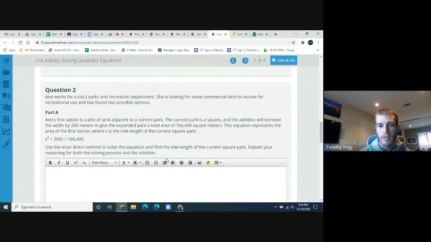166,400 square meters. This equation represents the area of the first option, where x is the side length of the current square park. So here's the equation there. Okay. Use the most direct method to solve this equation and find the side length of the current square park. Explain your reasoning for both the solving process and the solution.